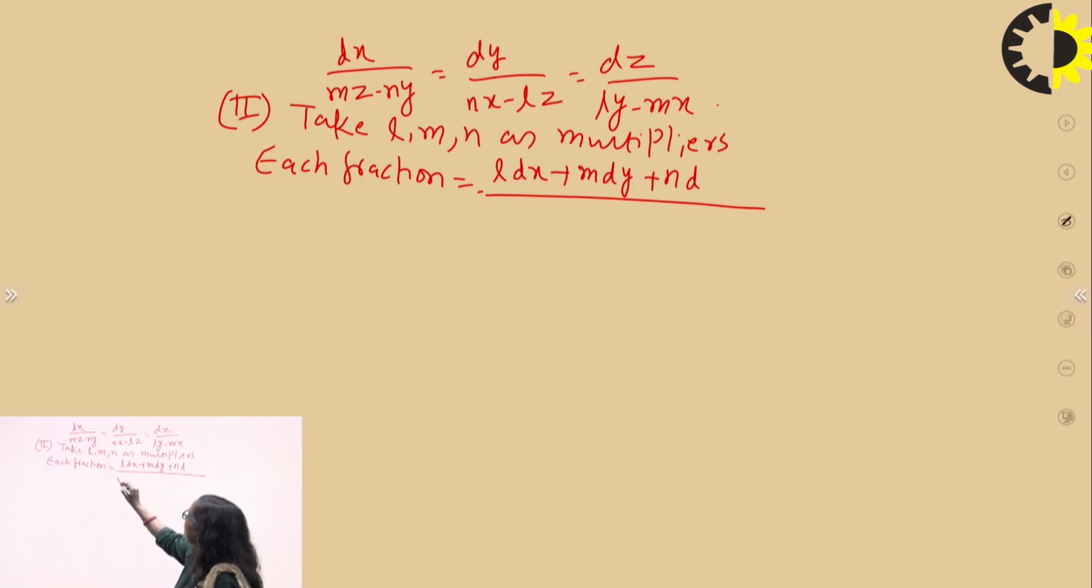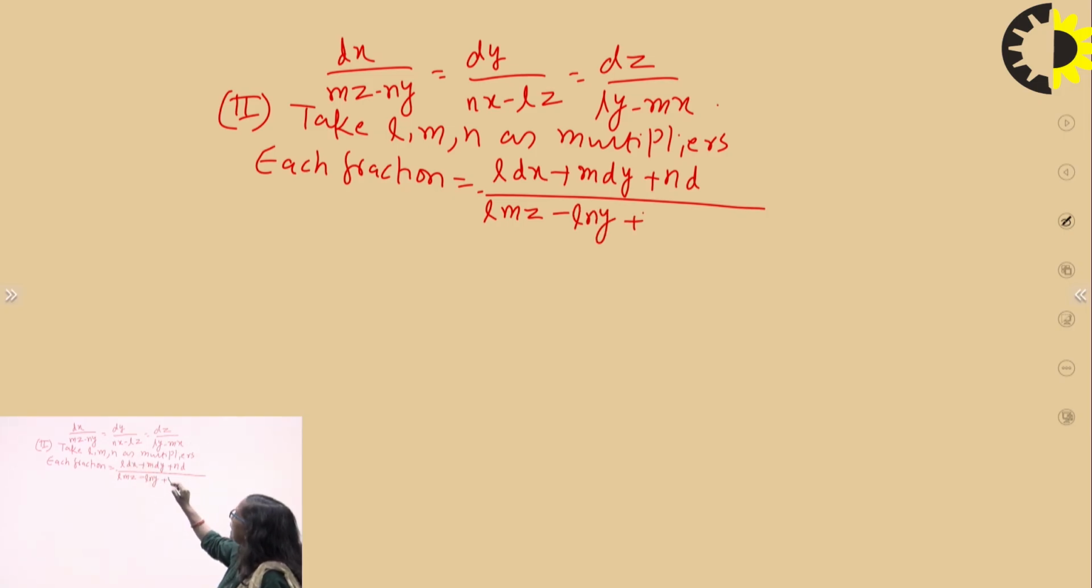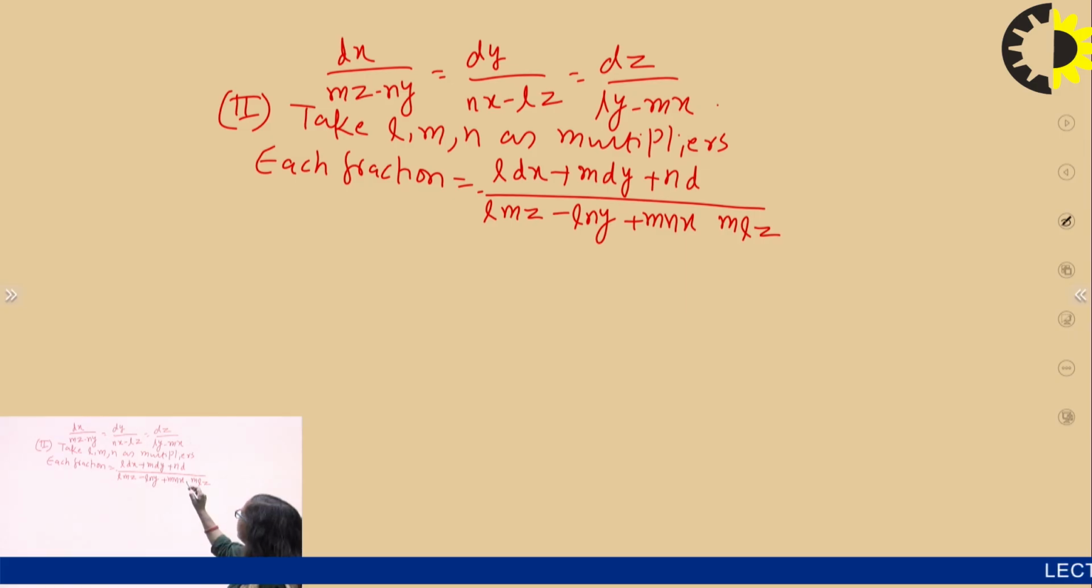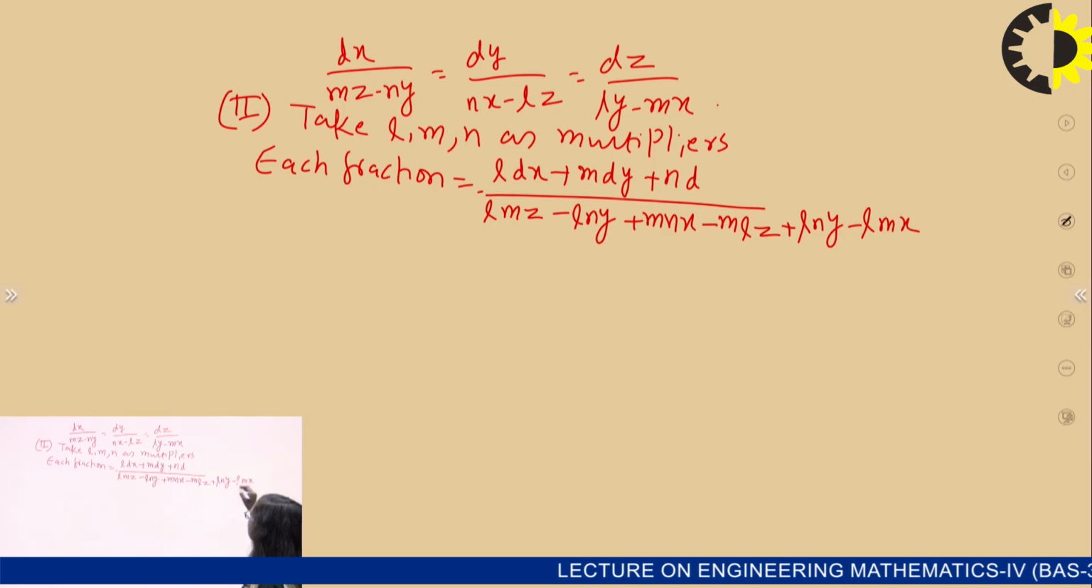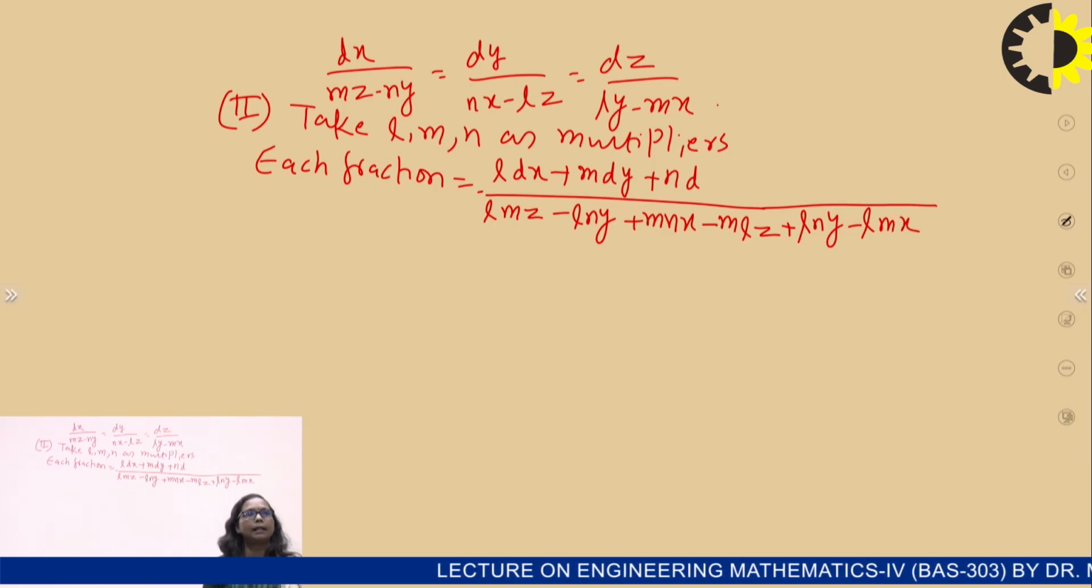So just multiply, it's getting LMZ minus LNY. The second one is M, so it's MNX minus MLZ. The next one is N, so this is LNY minus LMX. I write like this. These are the terms.